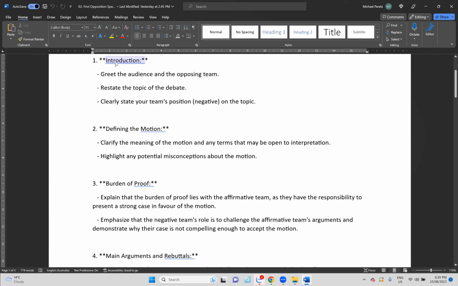So let's have a look here. The exact same requirements for the introduction. So greet everybody, restate the topic of the debate, but we need to state that we're against the motion. So we're the negative team. We need to define the motion as well. So we get a chance to define the motion in our own way to make our attack on the proposition team's arguments as strong as possible.